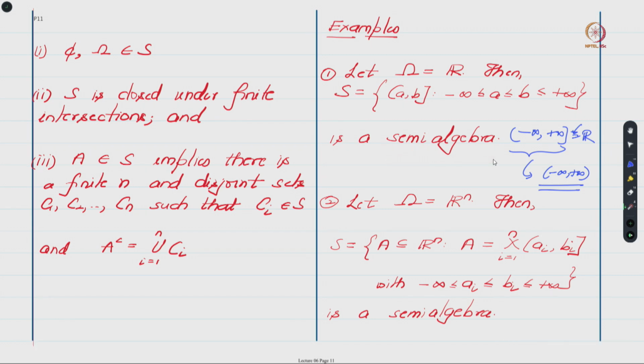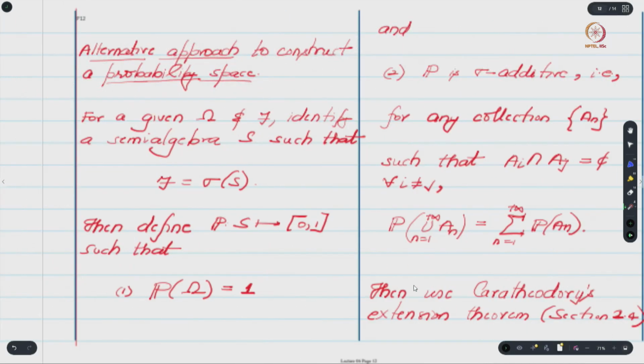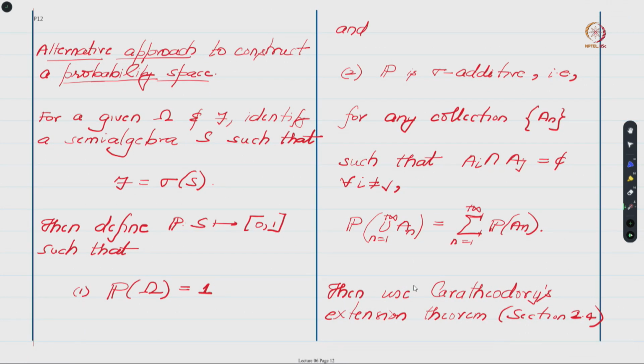Similarly, if your omega is Rn and S is made up of subsets of Rn which are finite Cartesian products of intervals of this form, one can again show that this is a semi-algebra. Is this okay? Now once we have a semi-algebra, we can use it to define a probability measure on the sigma field that is generated by S.